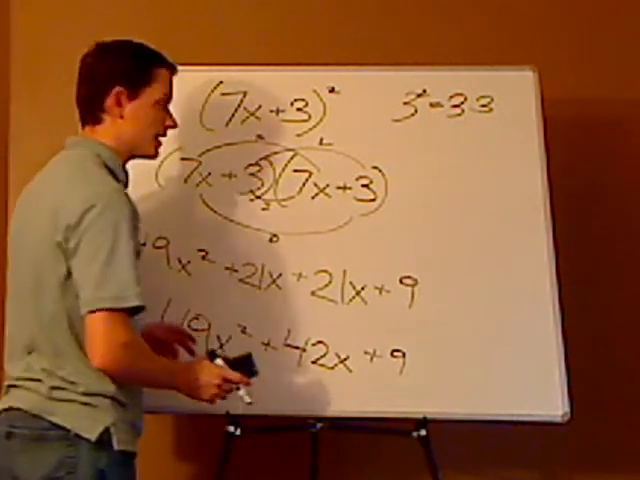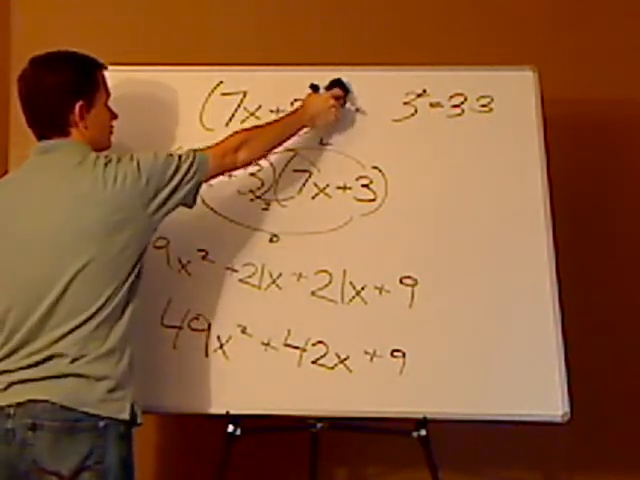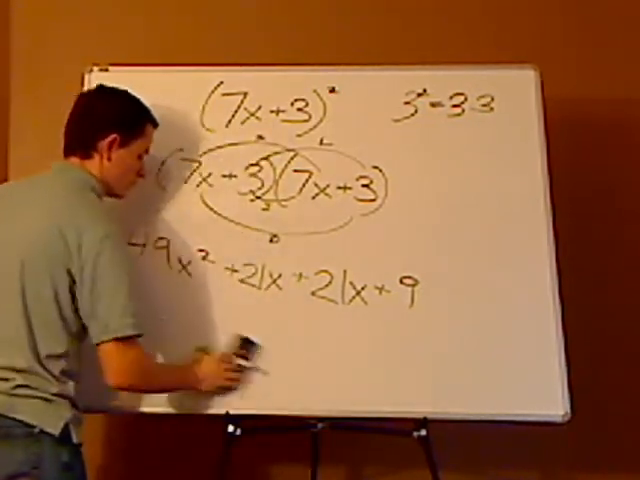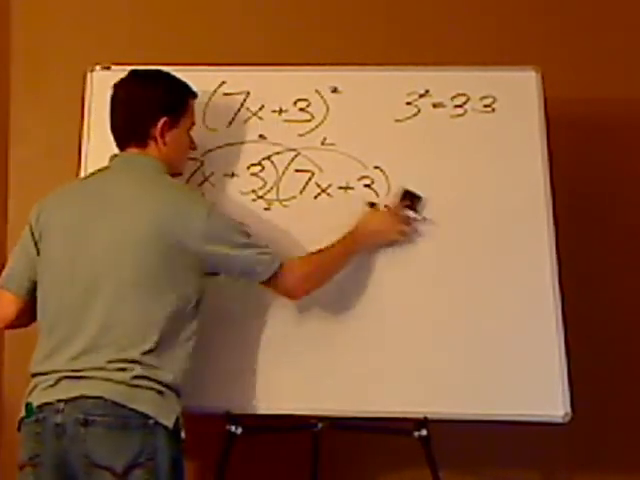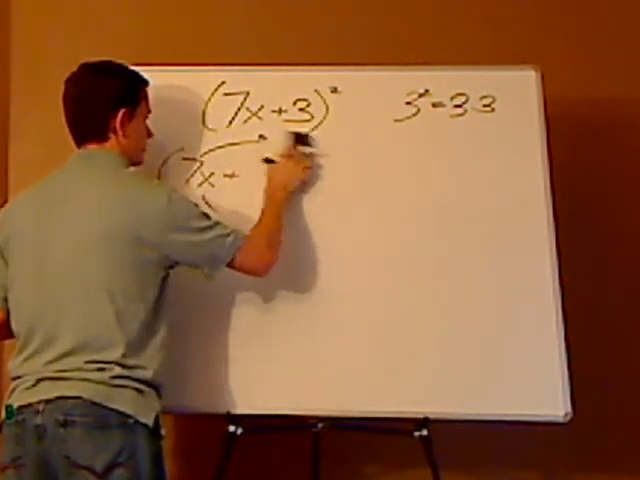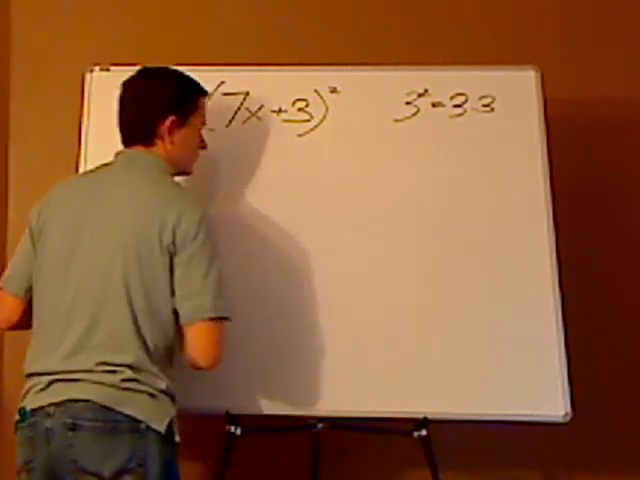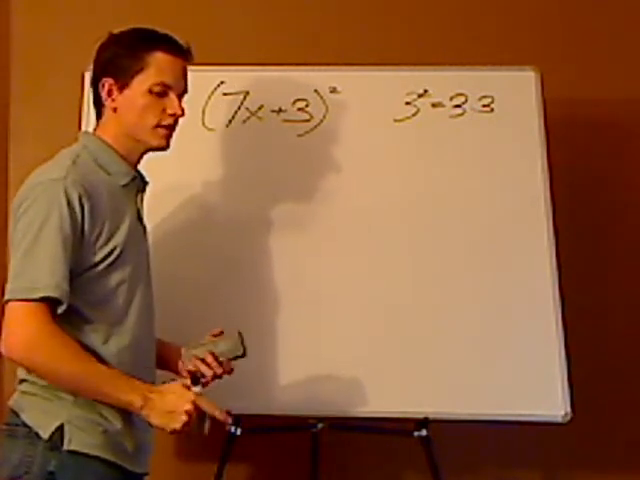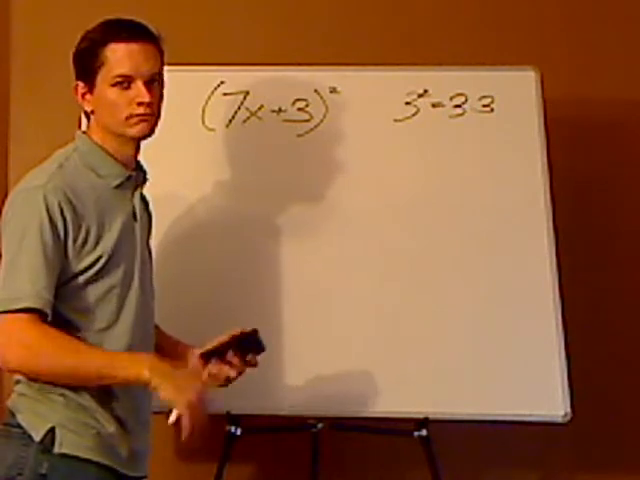Now let me show you a shorter way. If you know that this is a binomial, and it's raised to a certain power, what you can do is use Pascal's triangle. Pascal's triangle is very interesting, to say the least. It's called Pascal's triangle because it was found by Pascal, and it's in the shape of a triangle.